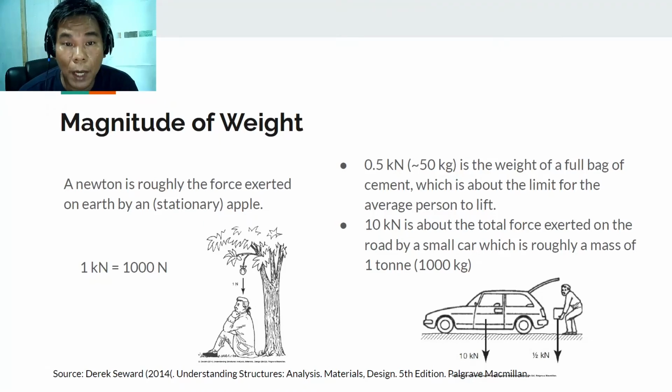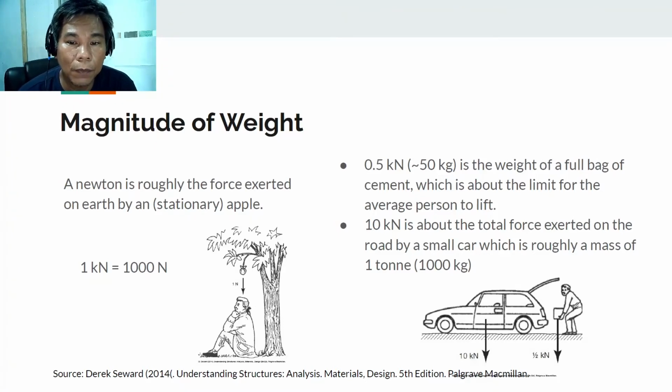Also, we need to know the magnitude of weight. It's very important that we have some feeling. We should feel the magnitude of the weight. Take note, the Newton is roughly the force exerted on Earth by a stationary apple. Also, since Newton is very small, we normally use kilonewton. Kilo means 1,000, so that's 1,000 Newtons, or 1 kilonewton.